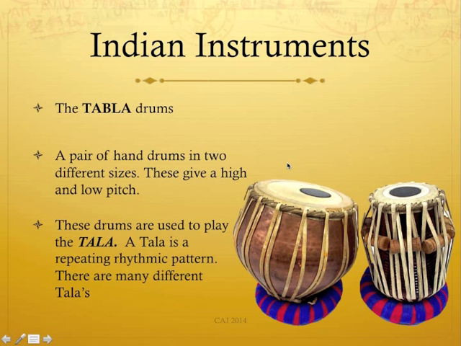Now these drums are used to play the tala. A tala is a repeating rhythmic pattern, and there are many different talas that an Indian classical musician would have to learn. I suppose you could always call this a drum beat, but in Indian classical music there's no such thing as a drum beat. It is called the tala. So let's have a little listen to see what they sound like.